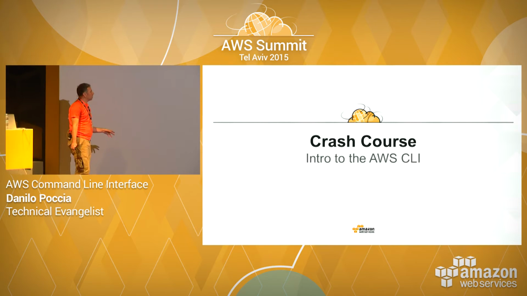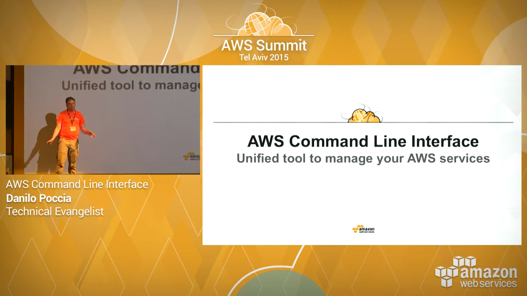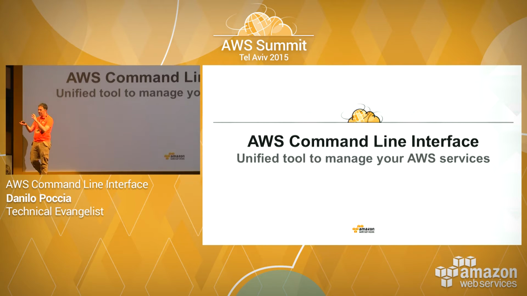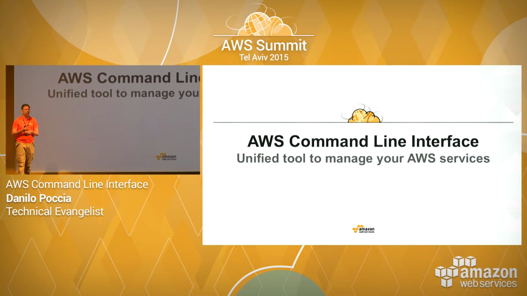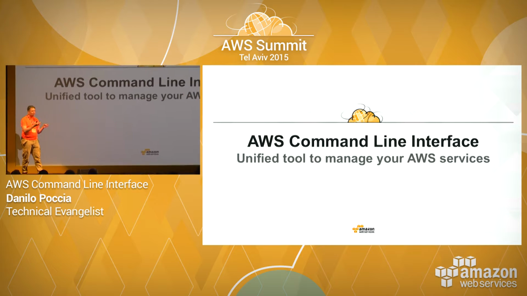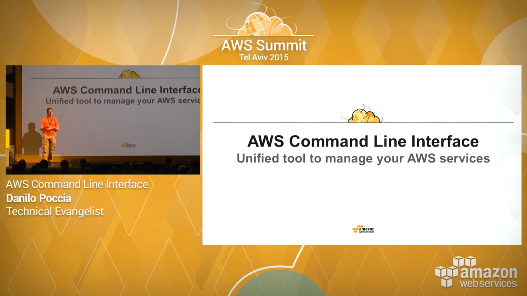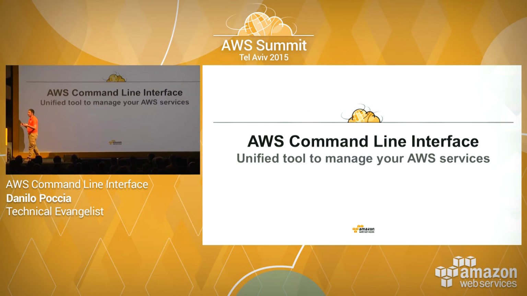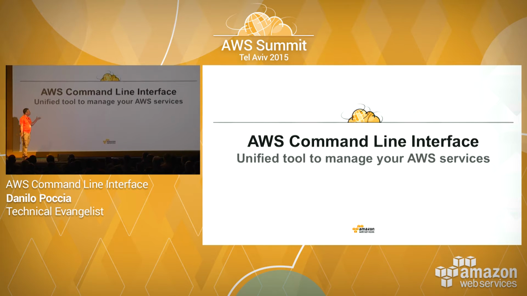Let's start with the crash course. The command line interface is something that we released 2 years ago. Previously, there were a lot of command line interfaces for each of the services that we had. And we thought that that was complex for our customers. So we released this single command line interface, a single command, with which you can really control all of your AWS services. And it's a unified tool that is, for the developers, written in Python.